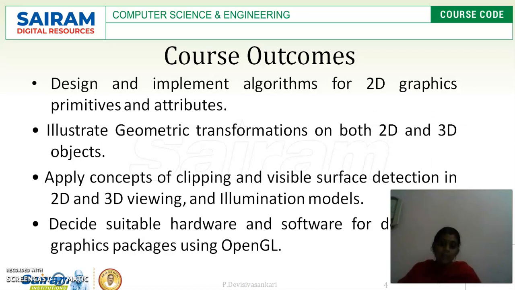After studying all these topics, what will be the course outcome of the CGV subject? The very first outcome is to design and implement the algorithms for two-dimensional graphics primitives and attributes. The second main outcome is to illustrate the geometric transformations on both two-dimensional and three-dimensional objects. I will explain what transformations are; anyway, it plays a very important role.